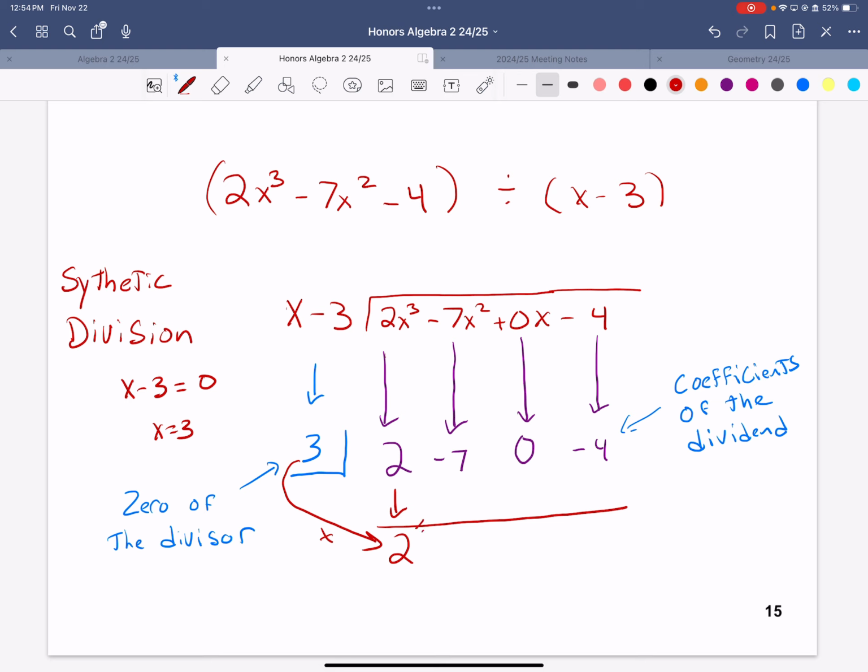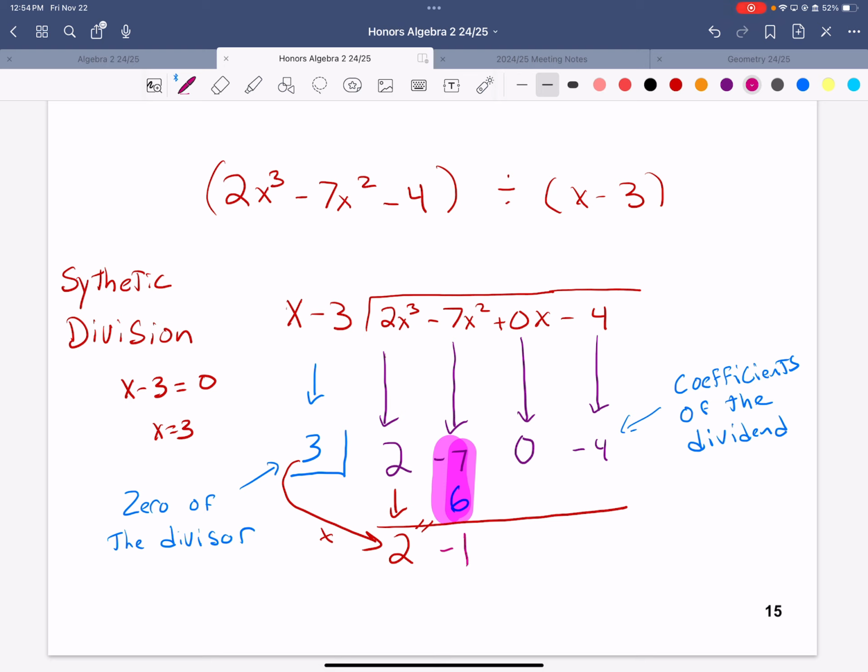The result of that is going to go above the line. So you're taking 3 times 2, 3 times what's underneath that line, and then you're putting it above the line. Now we're going to take these, and we're going to add them now. You don't have to worry about subtracting anymore. We're just going to add them. So negative 7 plus 6 is negative 1.